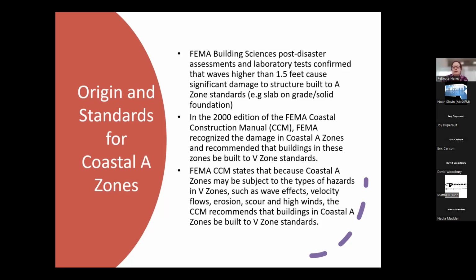And so they incorporated this concept into the 2000 edition of the Coastal Construction Manual, talked about coastal A zones, and recommended that buildings in these zones be built to V zone standards. So the FEMA Coastal Construction Manual talks about the types of hazards in V zones, such as wave effects, velocity flows, erosion, scour, high winds, and has found that those same effects occur in coastal A zones, and that's why they should be built to V zone standards.